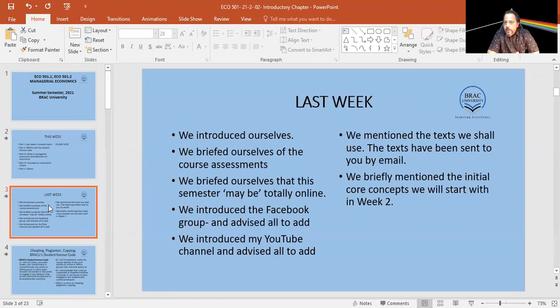Last week, in week 1, we introduced ourselves. We informally briefed ourselves of the course assessments. We briefed ourselves that this semester may be totally online. Things may change, but we start on the assumption that it's going to be totally online. We also introduced the Facebook group and we advised everybody to add to the Facebook group. This is where most of the notices will be given.